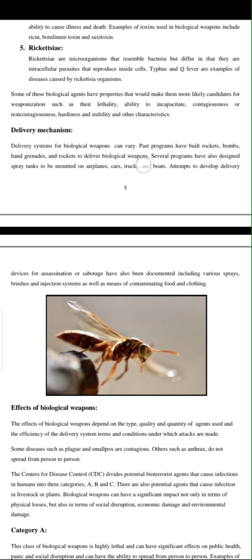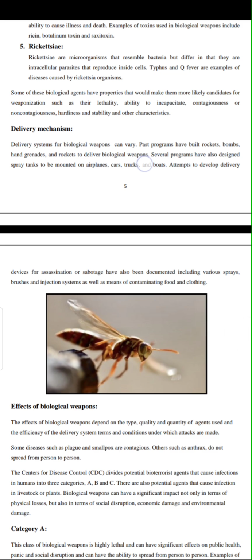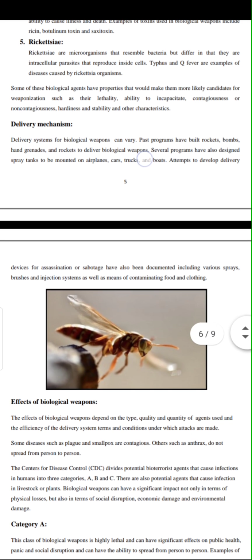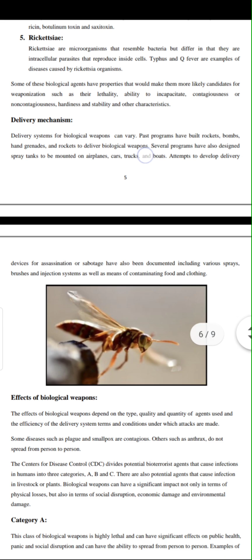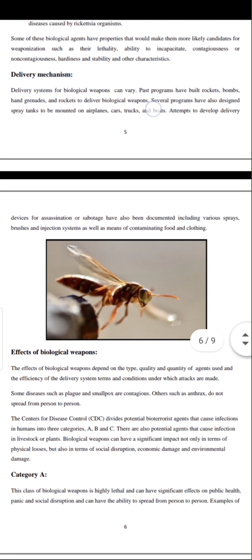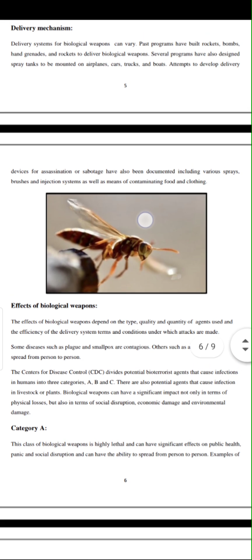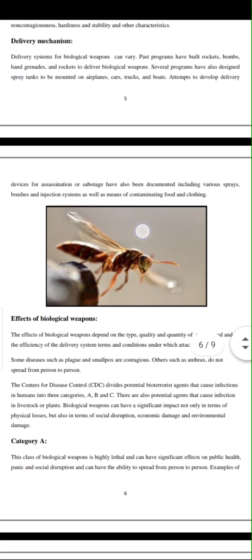These are basically the five different categories of biological weapons that have different abilities to cause different diseases in humans, plants, and animals. Then I will tell you about the delivery mechanism of biological weapons, how they are delivered in different living organisms. Basically, the delivery systems for biological weapons can vary.